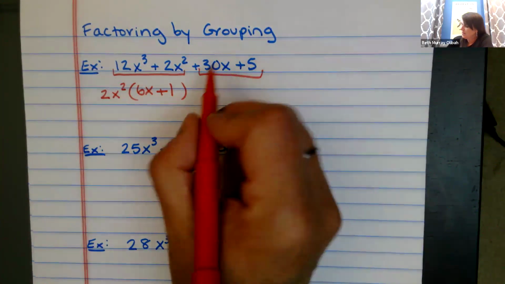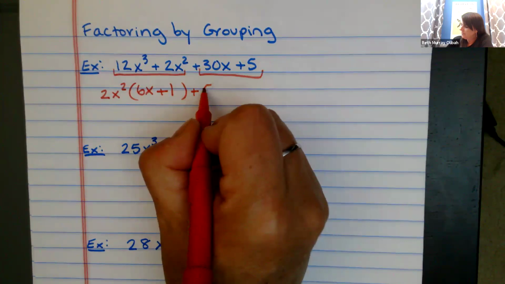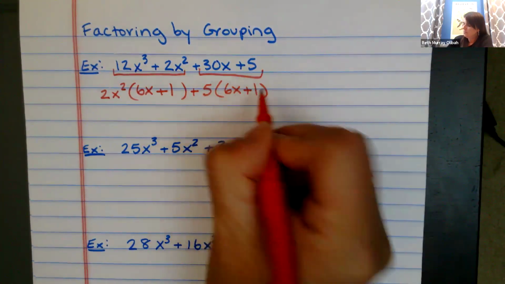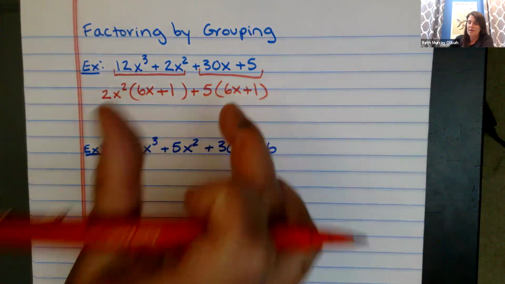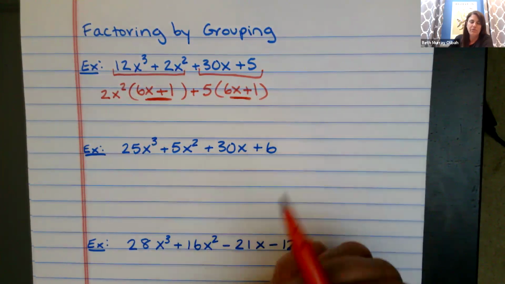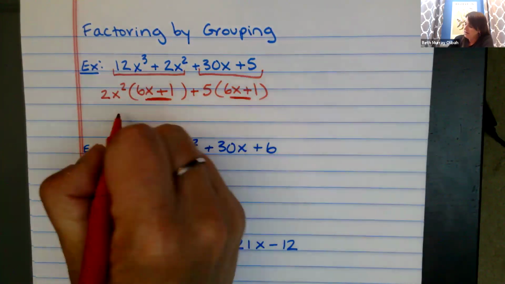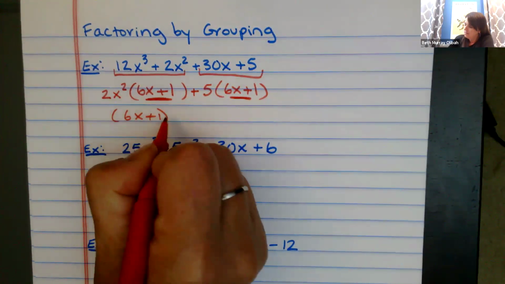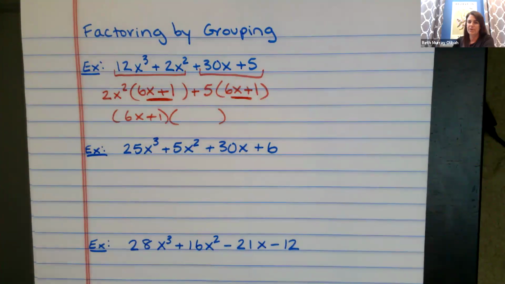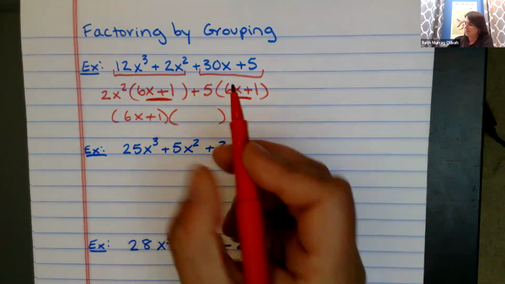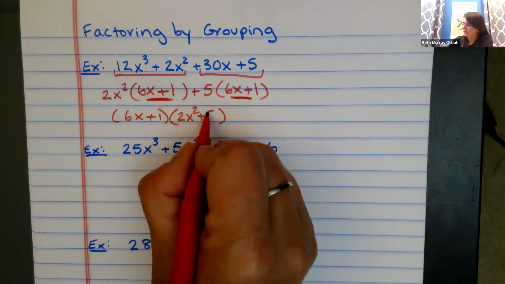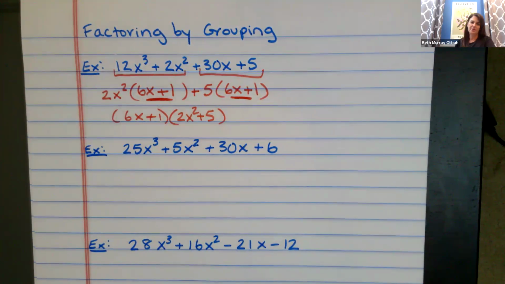Over here, the 30x and the 5, I can take out a positive 5. That would leave me with a 6x plus 1. That's what you want to happen. When these two parentheses match, you're good to go. Your final answer is going to be one of those parentheses. The reason why is because it's like we're factoring that out of both things. So one of those parentheses comes out and you're left with what was in front of each one together in that second parenthesis.